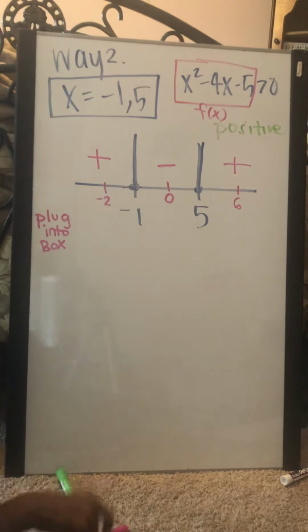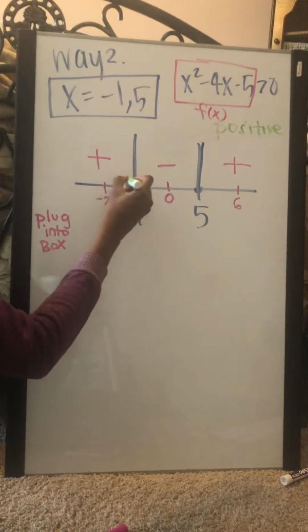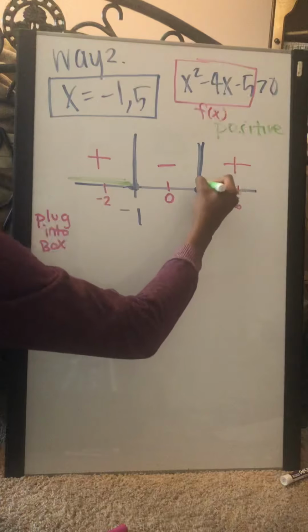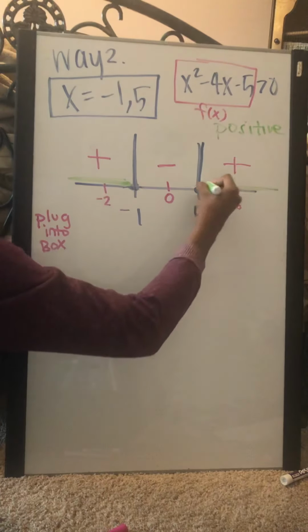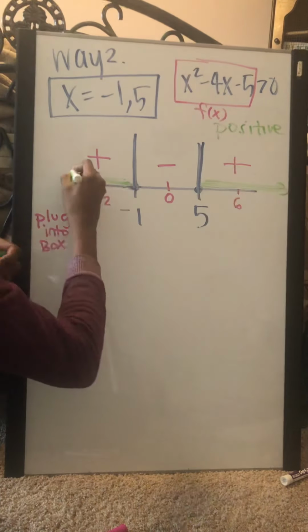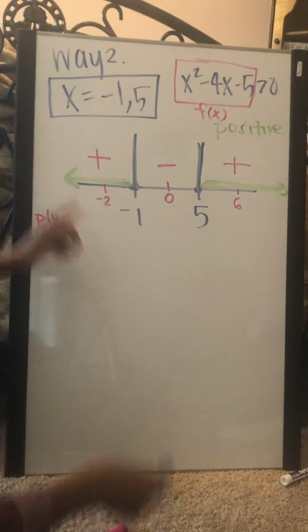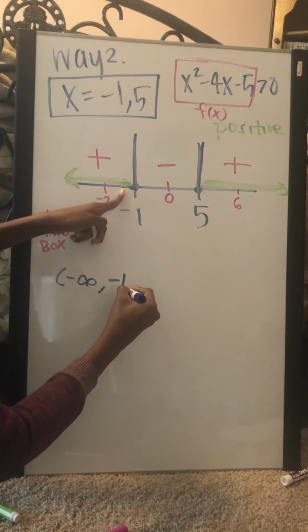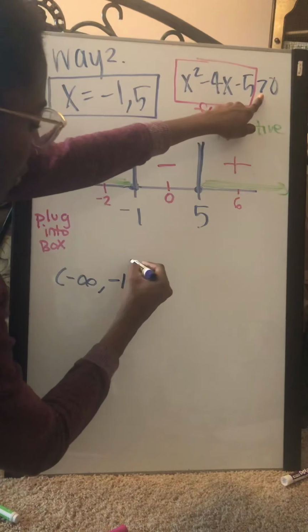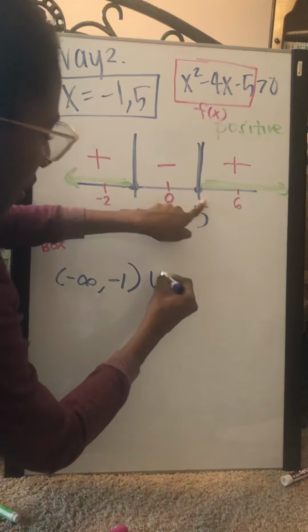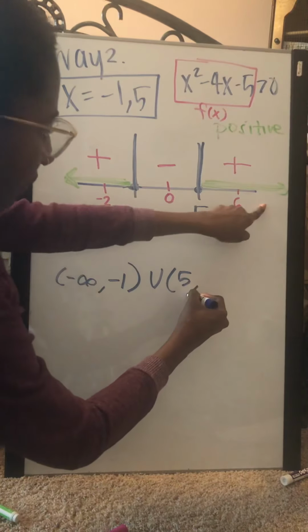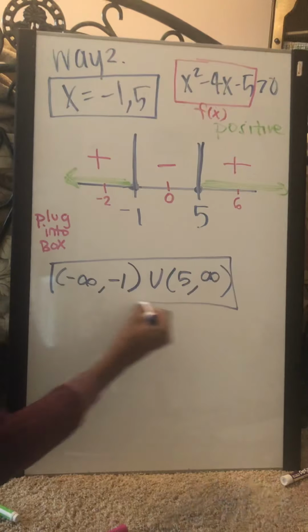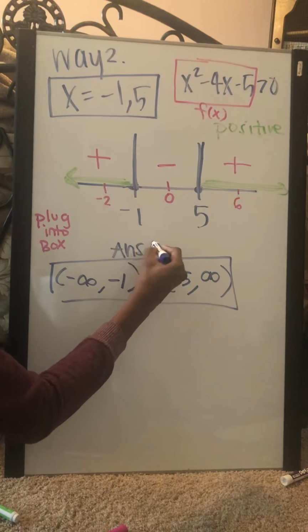So from here, we know that we only want the positive answers because we are working with our box being greater than 0. So I'm only going to write down this interval. Again, this goes all the way from negative infinity to negative 1. We use parentheses because of our inequality, and then we pick back up at 5, and then we go to infinity. So again, this would be our final answer. Whichever way you want to do it is completely fine.